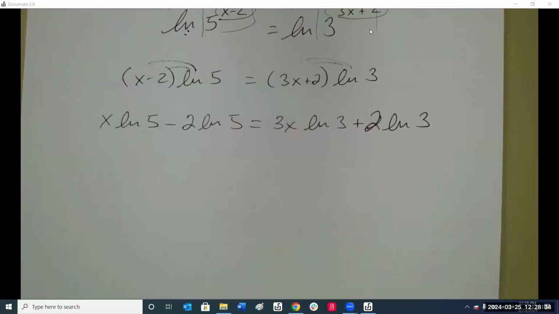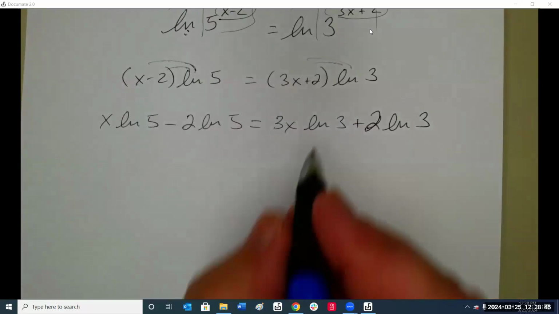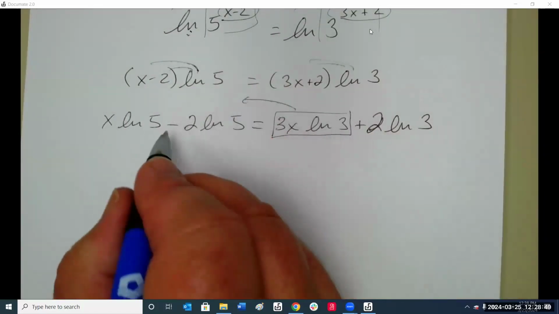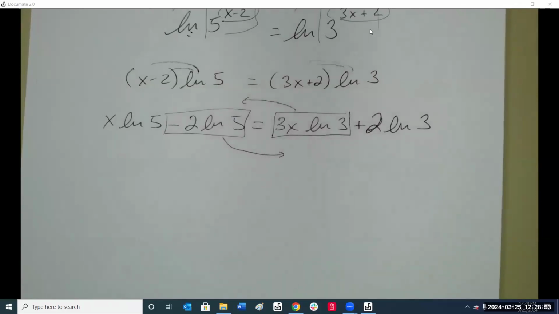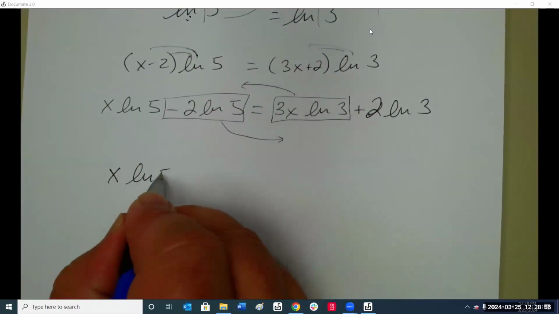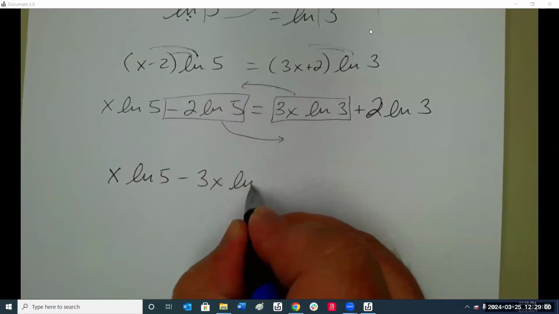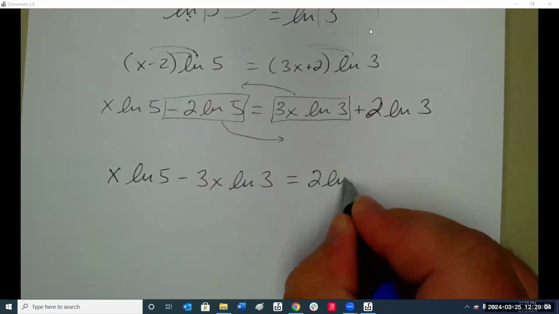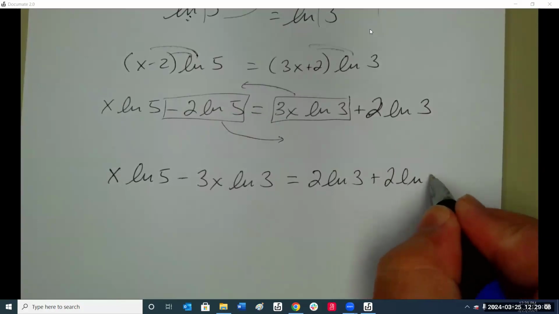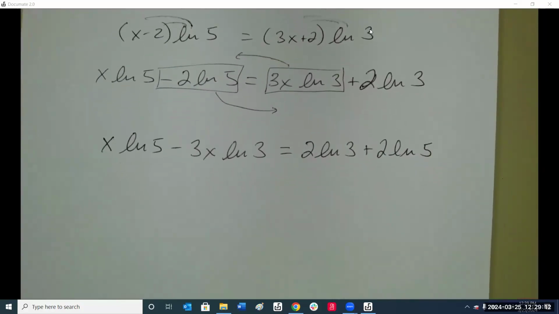We have x's on both sides. So what do we do? Get all the x's to one side, non-x's to the other. So let's move this one over there and get rid of this one. It's a constant. So we have x ln 5 minus 3x ln 3 equals 2 ln 3 plus 2 ln 5. So we got all the x's to one side, non-x's to the other side.